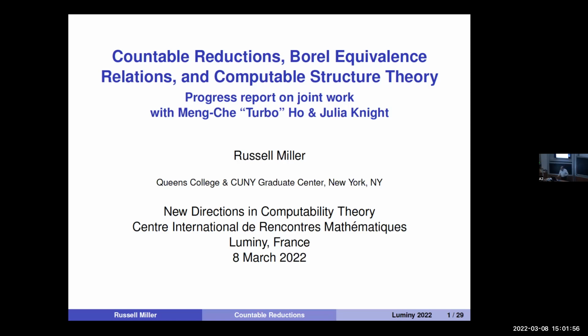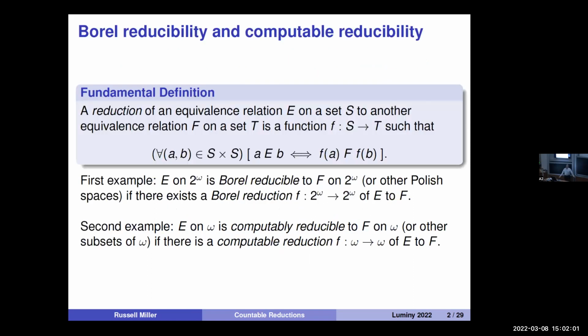So let's get started with the basic concept, which is a reduction of equivalence relation. Right? I mean, just no modifiers yet. A reduction of one equivalence relation E to another one F is simply a function which takes elements from the field of E and maps them to elements of the field of F in such a way that E-equivalent things map to F-equivalent things, and non-E-equivalent things map to non-F-equivalent things.